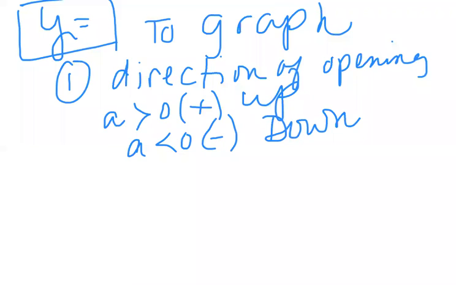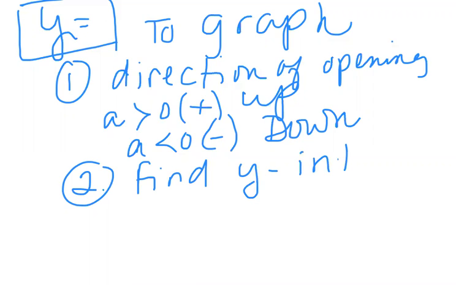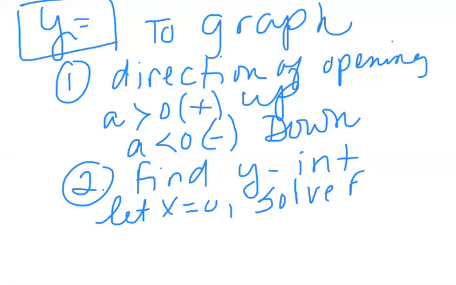Now, once you figure out the direction of opening, guys, here's another very easy component to figure out about these graphs: their y-intercepts. Find the y-intercept. Now, I will talk about finding the x-intercept too, but right now I'm focused on graphing. So to graph, determine the direction of opening, find the y-intercept. How do we find the y-intercept, guys? You let x equal 0, solve for y, which is the same thing as saying find f of 0.